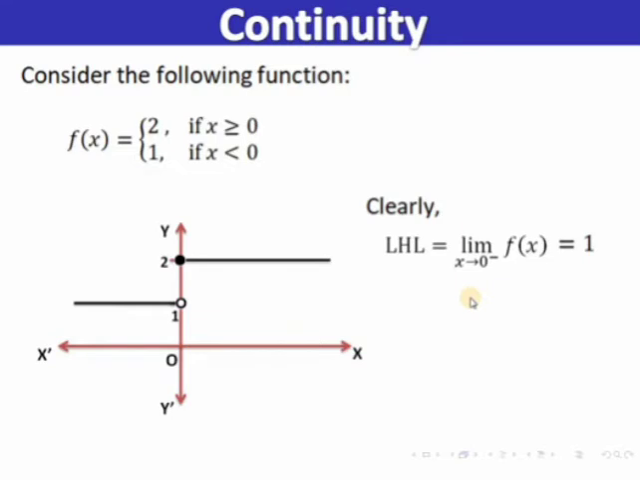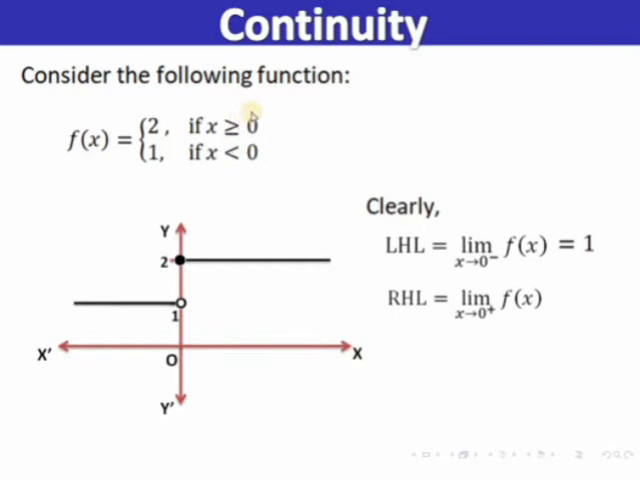And in the same way your right hand limit. In this case x is going towards 0 from the positive side. So whenever x is going towards 0 from the positive side, that particular x is always greater than 0, isn't it?